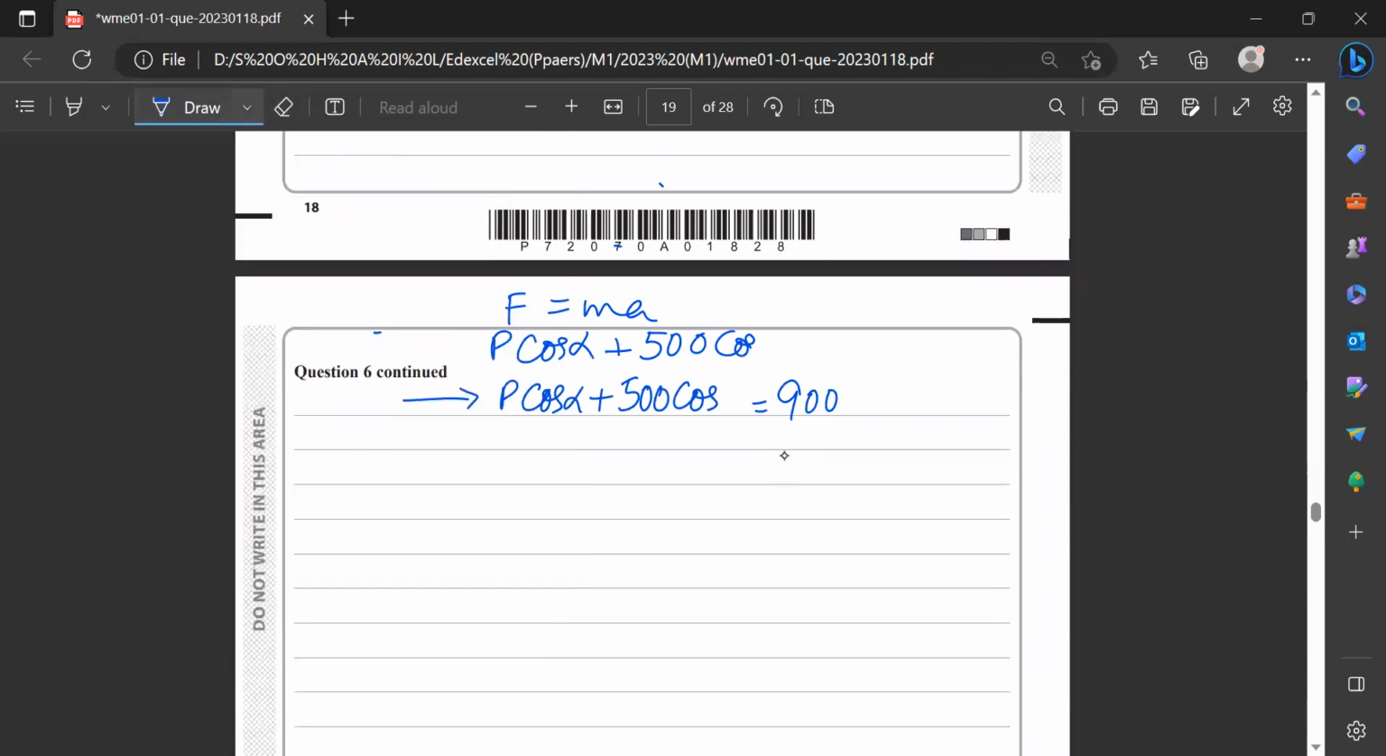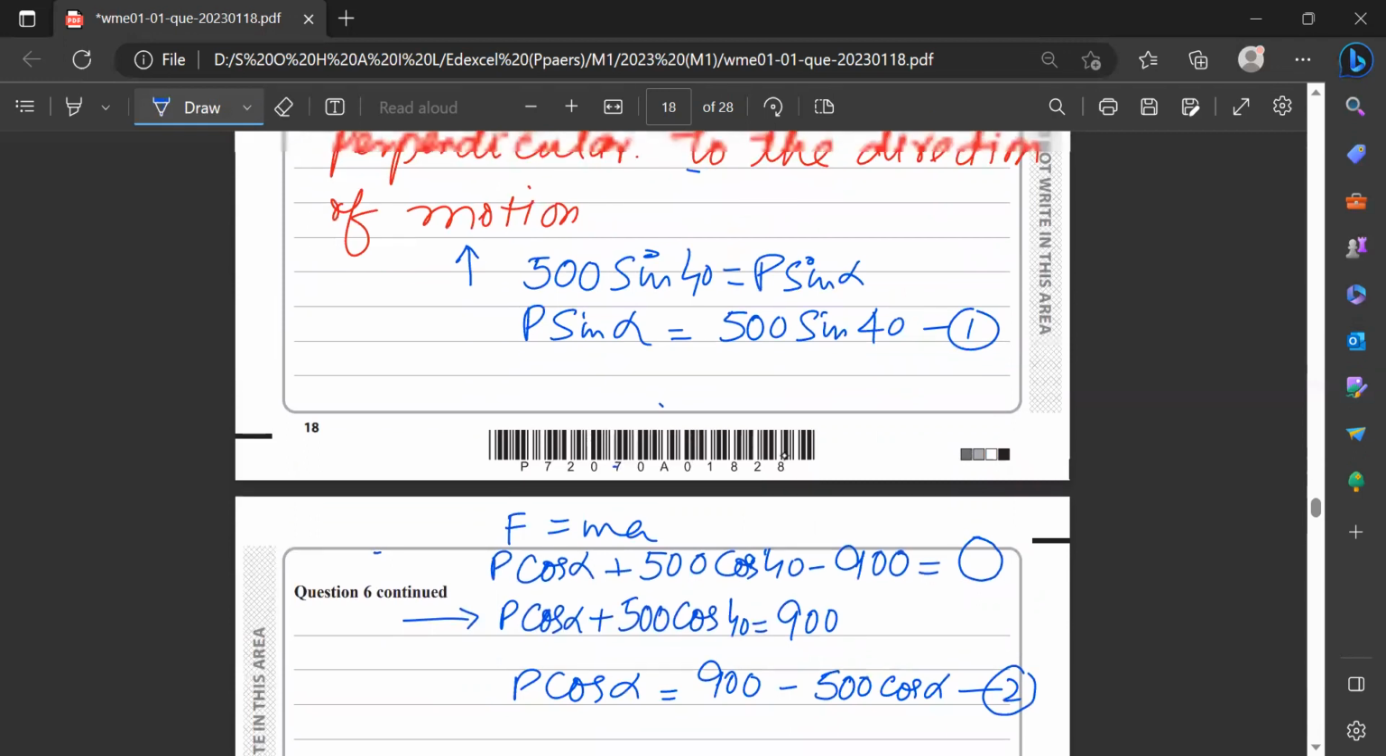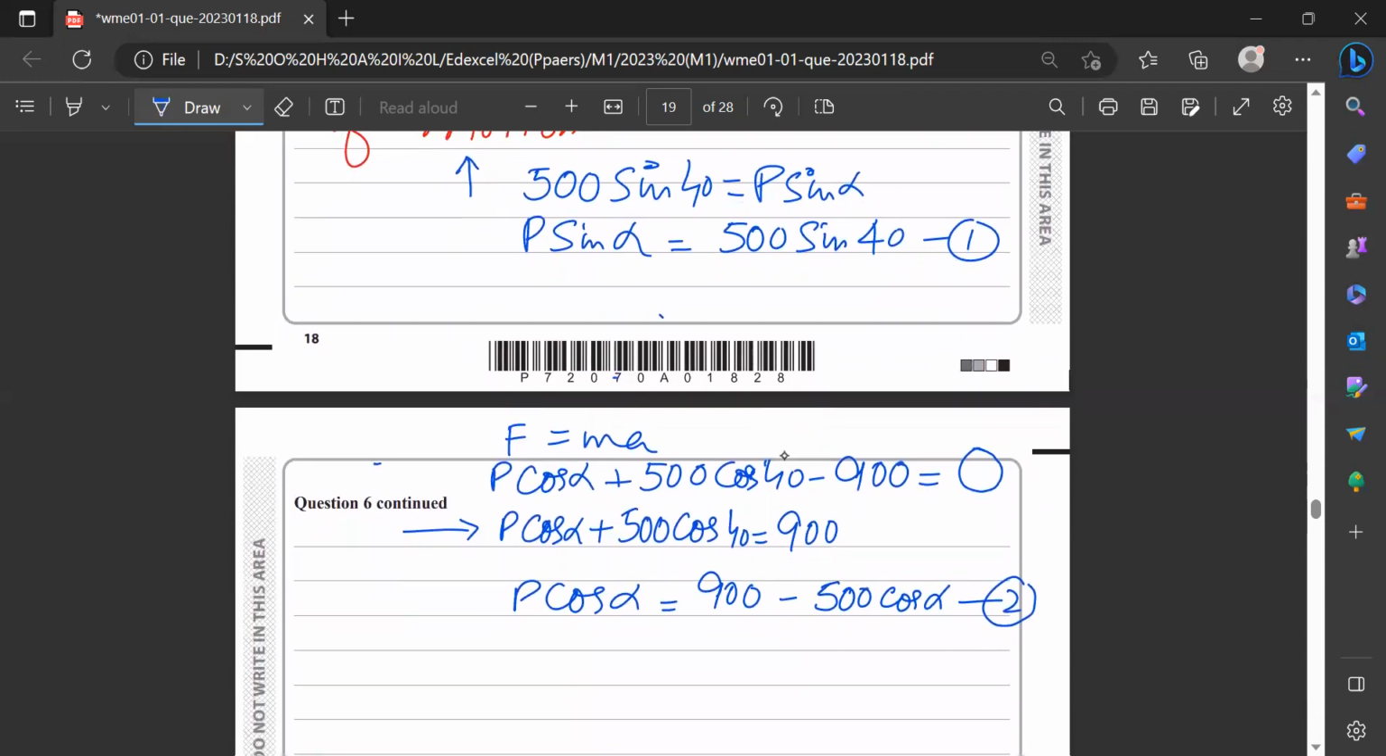40 cos of 40 minus 900 is equal to 0 because the expression is 0. So from here, P cos of alpha is 900 minus 500 cos of alpha. I can mark this as 2. So the point is that I want to solve these two equations for P and alpha. This is a very important technique here.